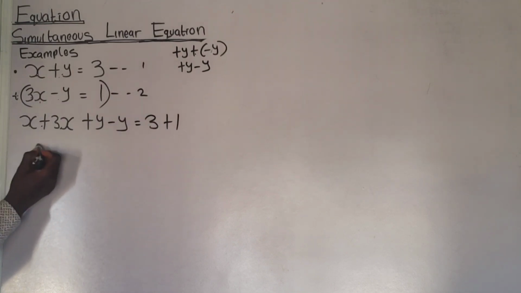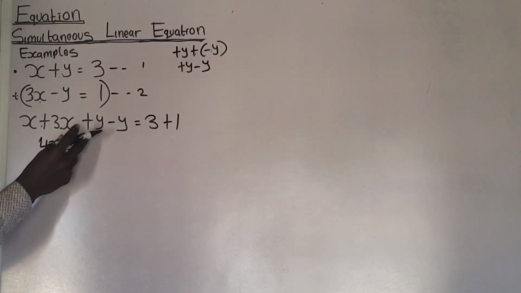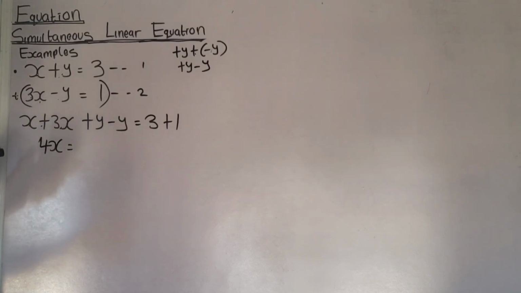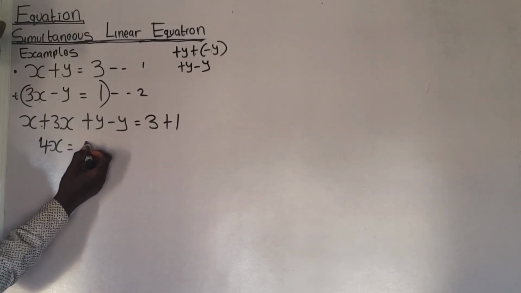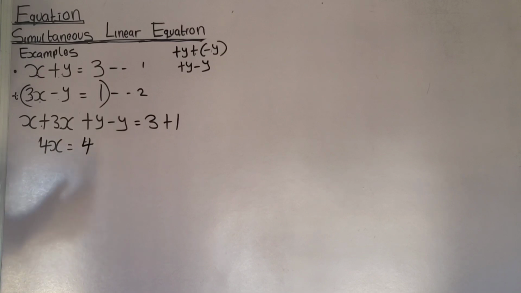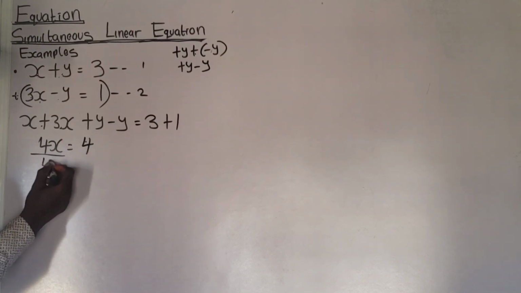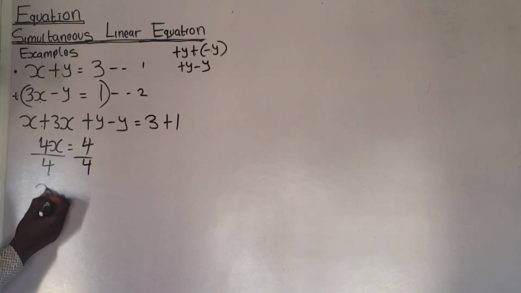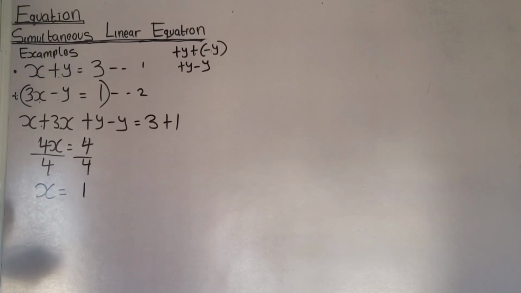I'm going to have 4x is equals to, now, plus y minus y. That is what? 0. Okay, so I'm going to have 4x is equals to 4. Because 3 plus 1 will give me what? 4. Now, divide both sides by 4. This over 4, I'm going to have x is equals to what? 1. Do you understand?